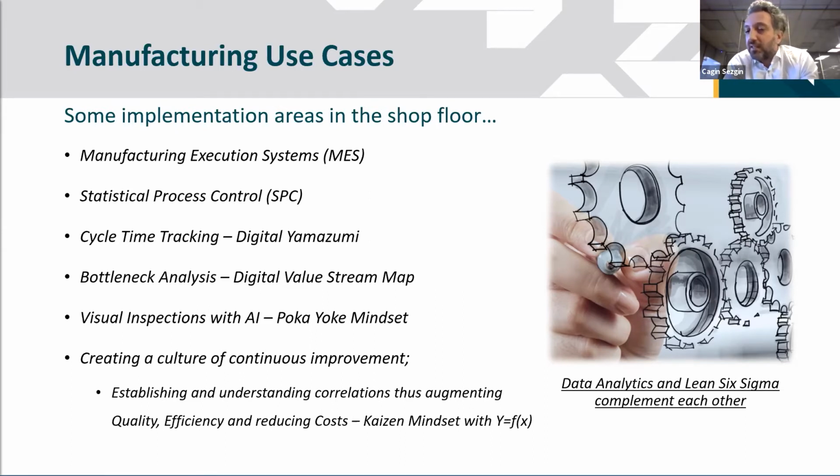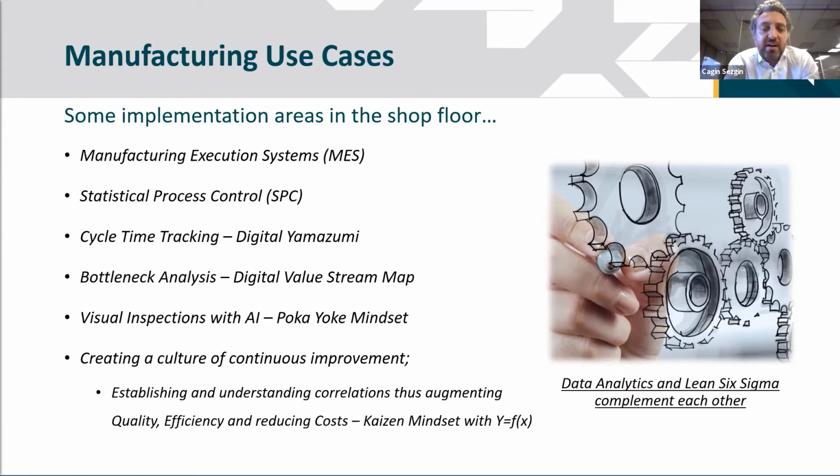Visual inspection with artificial intelligence, again, is combining with lean. Poka-yoke, the error proofing system, is removing errors, developing systems that do not let you make errors. Now, machine learning algorithms with visual inspections are trying to help us in this poka-yoke mindset. And maybe last but not least, creating a culture of continuous improvement. So I will come into that.